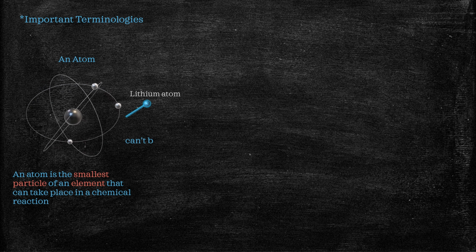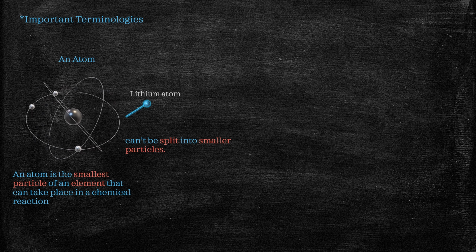Before we start talking about our topic for today's video, there are two terminologies that we need to be familiar with. The first one is atom. And an atom is the smallest particle of an element that can take place in a chemical reaction. Anything smaller than the atom can't participate in a chemical reaction. Like this lithium atom, for instance. It cannot be split into smaller particles.